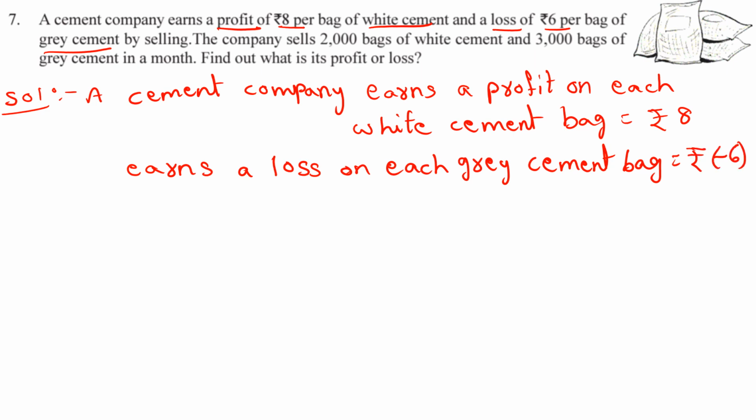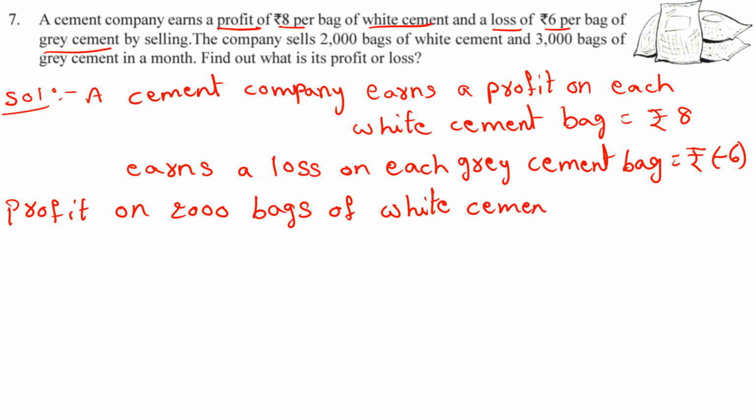Now, profit on 2000 bags of white cement is equal to 2000 into 8. So that equals 16,000 rupees. This is positive.